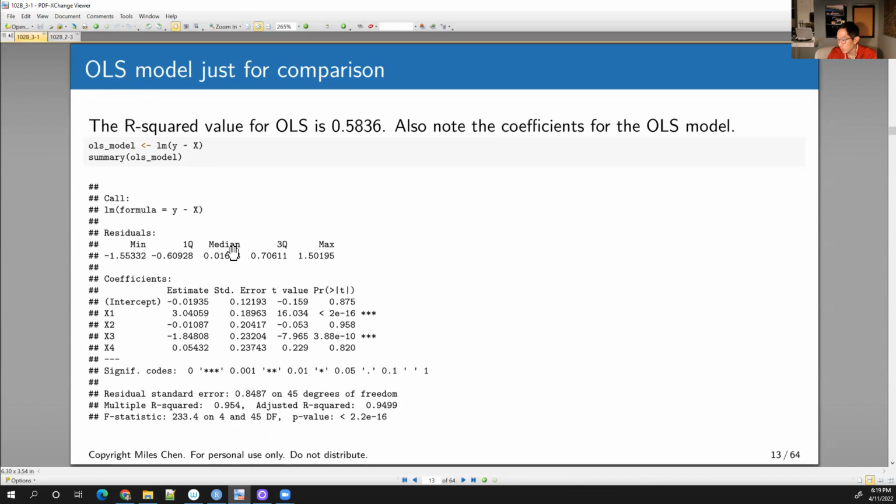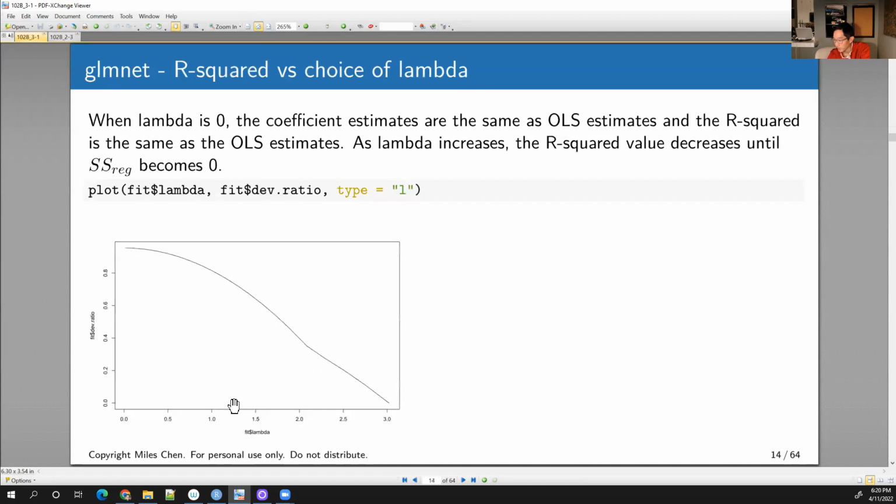if we just fit an OLS model, using plain old linear lm, R figures out that the X1 and X3 terms are significant, X2 and X4 are not significant, which is the case that we have from when we generated the data. When we generated the data, Y was dependent only on X1 and X3, had nothing to do with X2 and X4, and R figures that out using lm. And the multiple R squared is 0.954, okay?